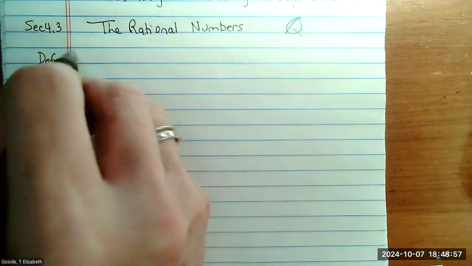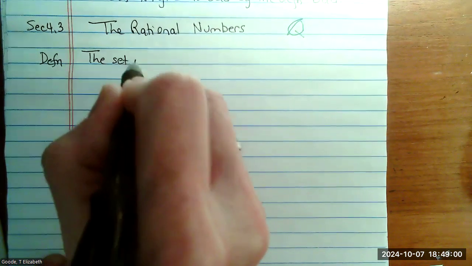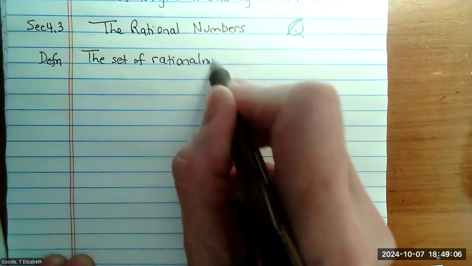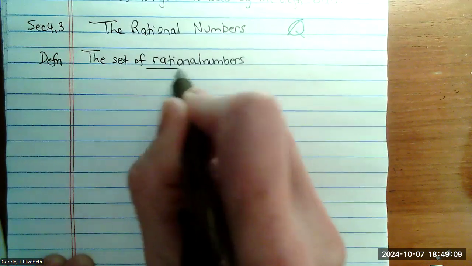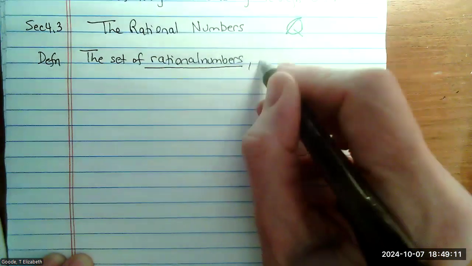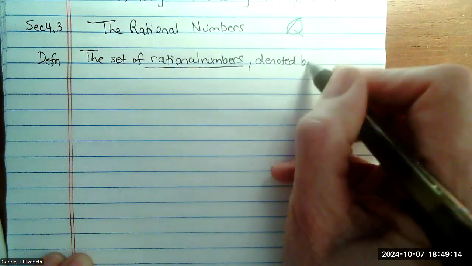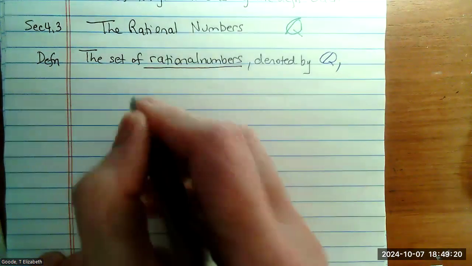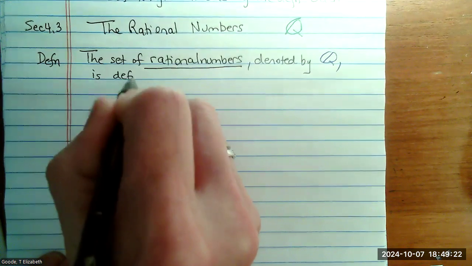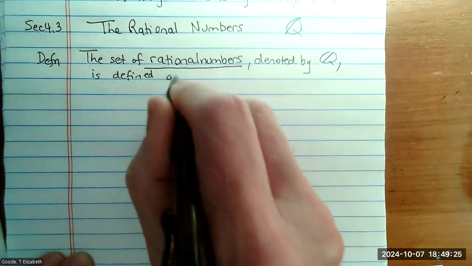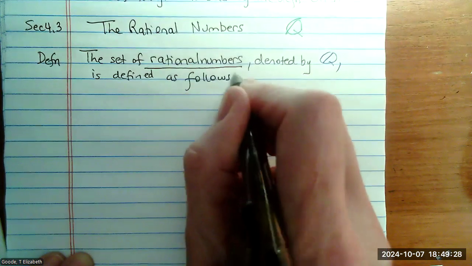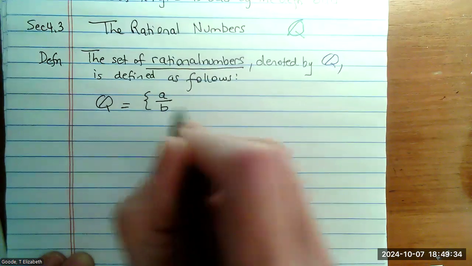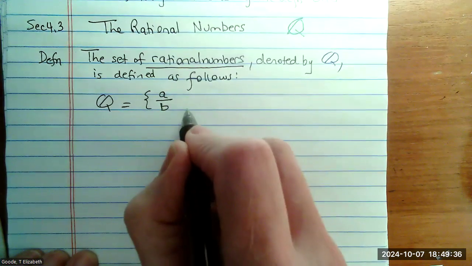Here we go. The set of rational numbers. That's what we're defining. First, we'll look at the whole set, and then we'll look at individual rational numbers. The set of rational numbers, denoted by Q for quotient, is defined as follows. Double bar Q is the set of numbers a over b. So they're expressible as quotients.